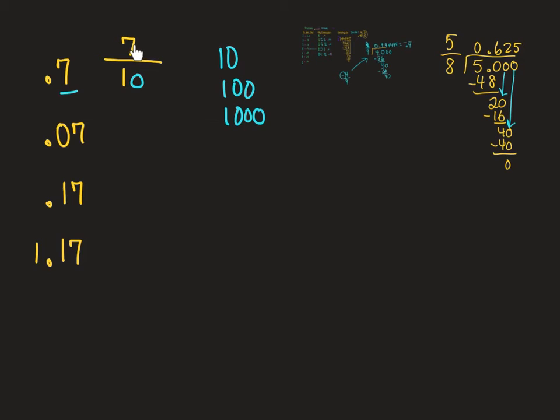So 0.7, which we knew already, right? 7/10. This one has 2 digits, so we're going to pick 100. 7 over 100. This one has 2 digits. 17 over 100. This one has an extra number in the ones place, in the whole number spot. 1 and 17/100. Now, so far I haven't given you any that needed to be simplified, but a lot of times these fractions can be simplified into something smaller.